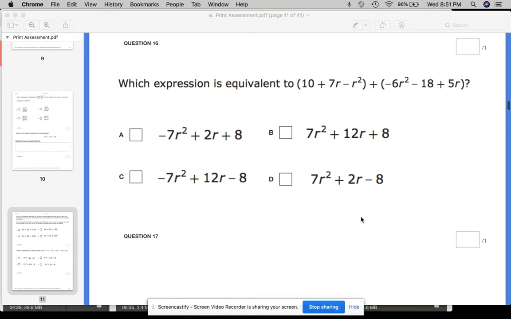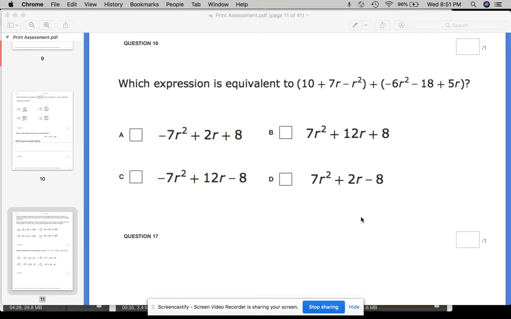Which expression is equivalent to (10 plus 7r minus r squared) plus (negative 6r squared minus 18 plus 5r)? Question 16. A. Answer choice.